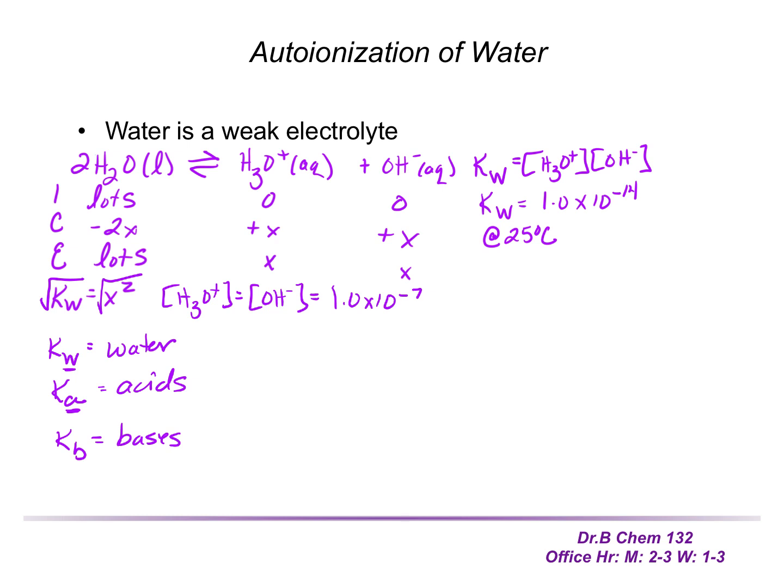So the magnitude of these can give us relative acid-base strength.